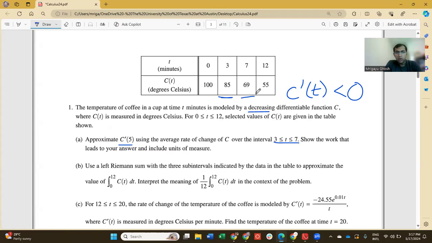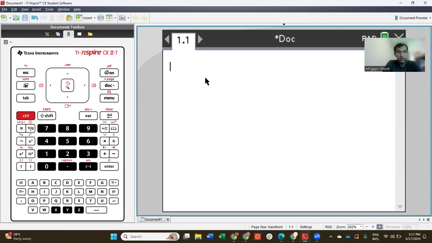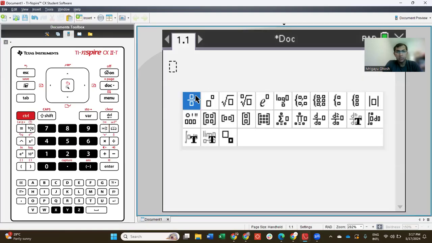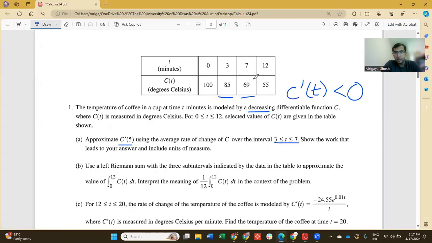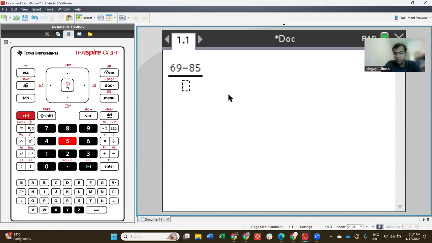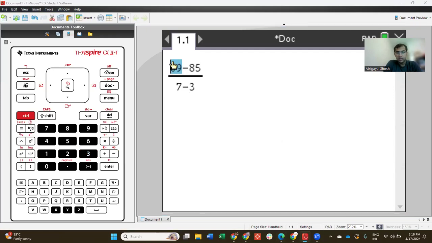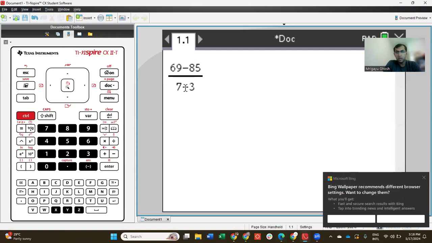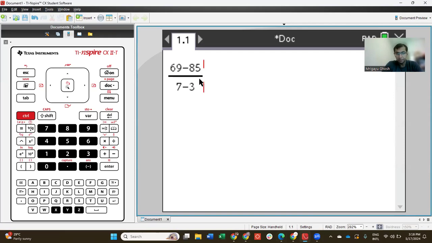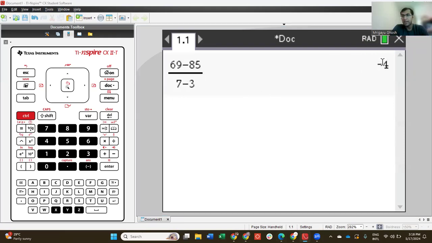So we're going to look at C of 7 minus C of 3, so 69 minus 85. I'm just going to put a fraction in here. So it'll be 69 minus 85 over 7 minus 3, right? Because we have C of 7 minus C of 3 over 7 minus 3. So this is just the slope formula, which is a finite difference. And our solution we get is -4.